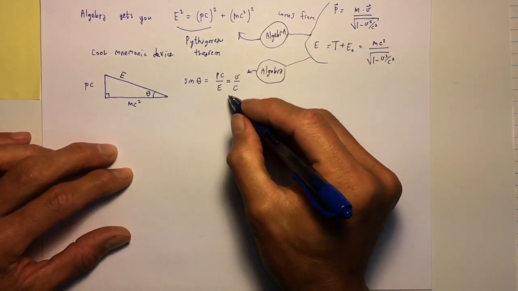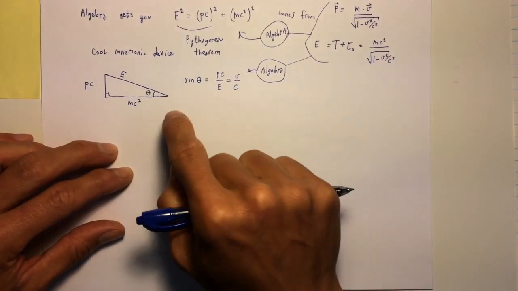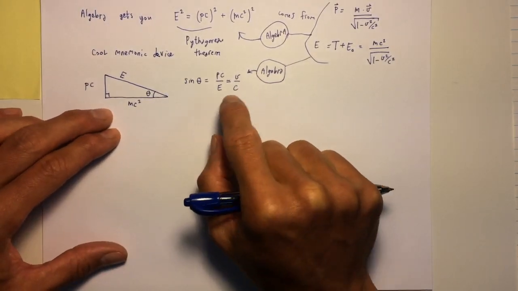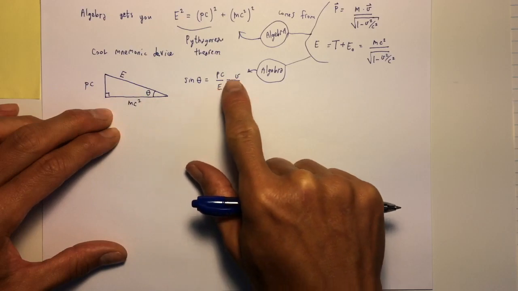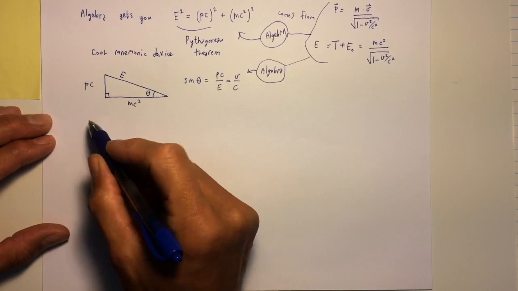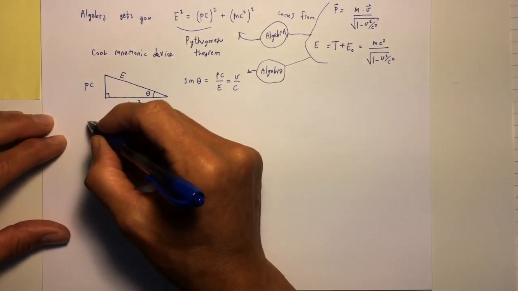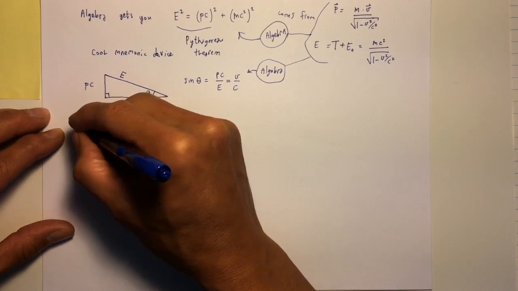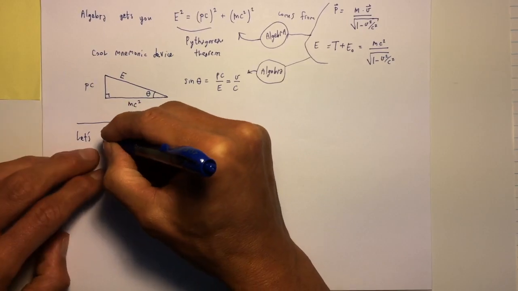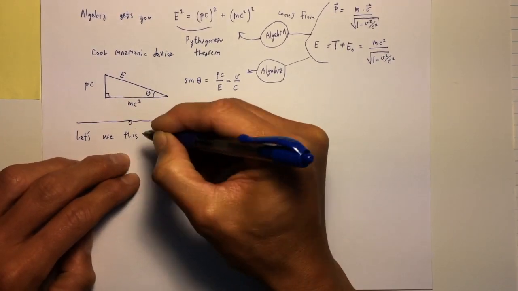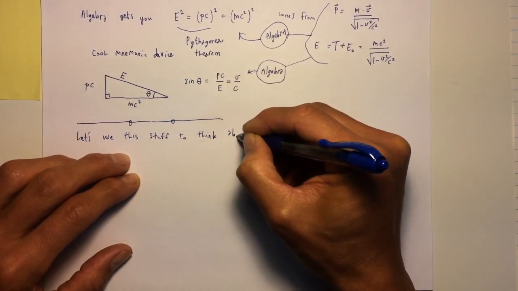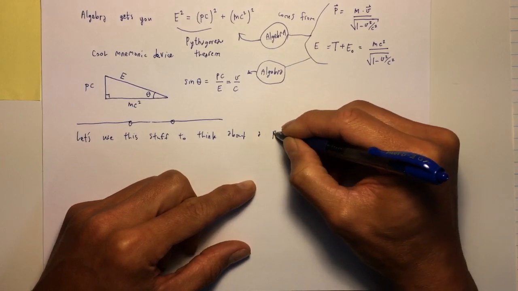So this is pretty cool. It's just an interesting thing to have. The sine of the angle is this ratio. I'm going to tell you why this relationship is useful, and I'm going to do that by way of thinking about light. So let's use this stuff to think about a photon.